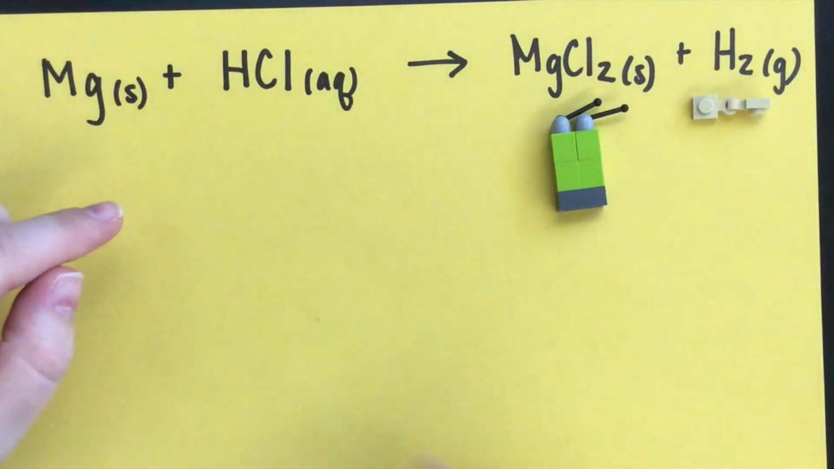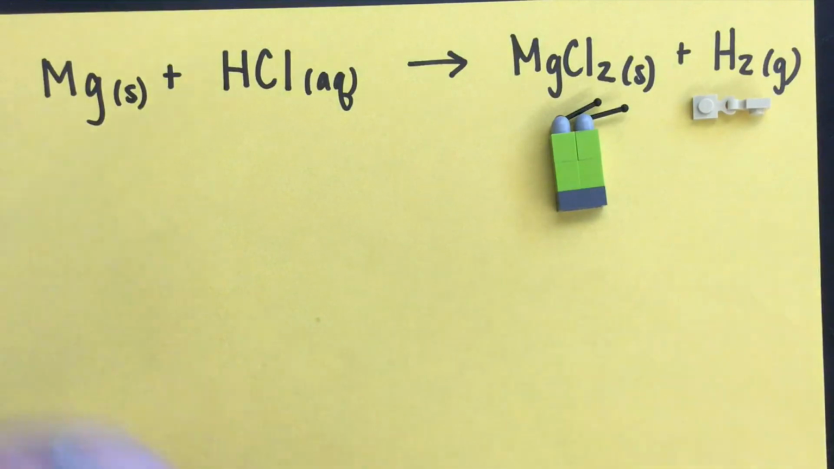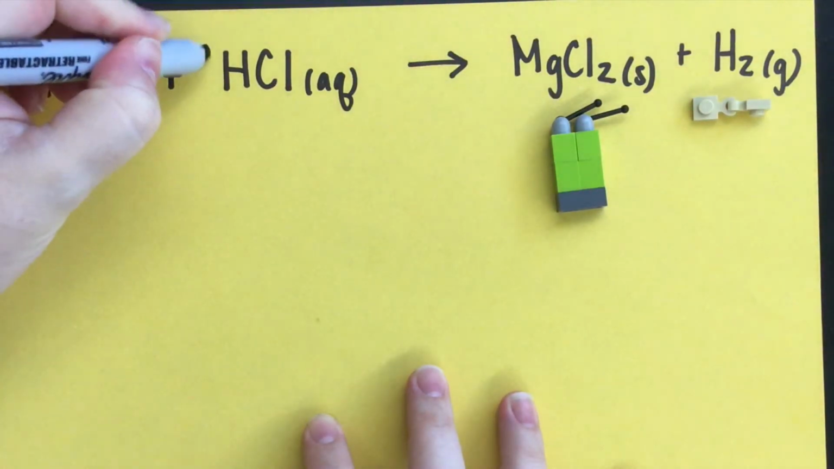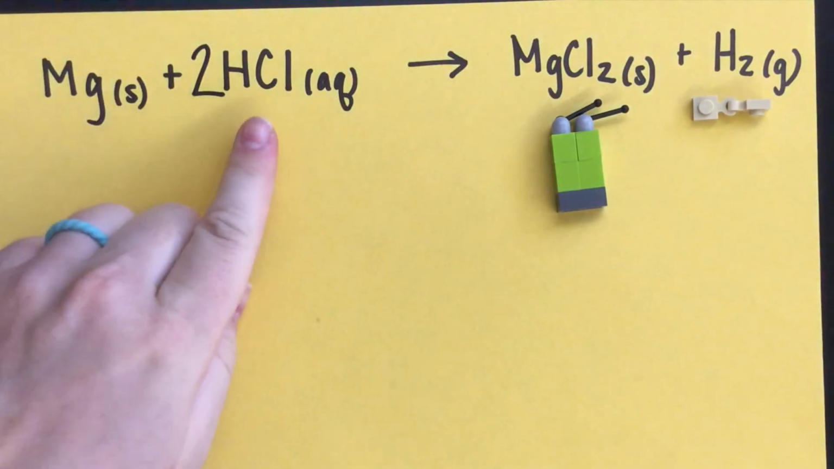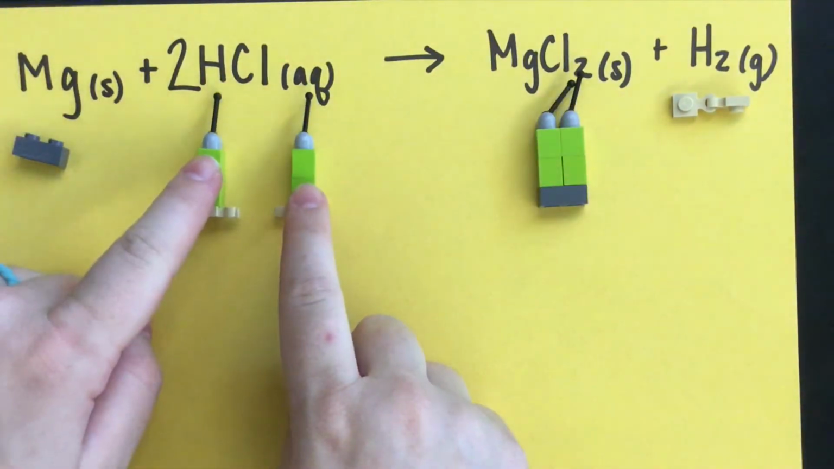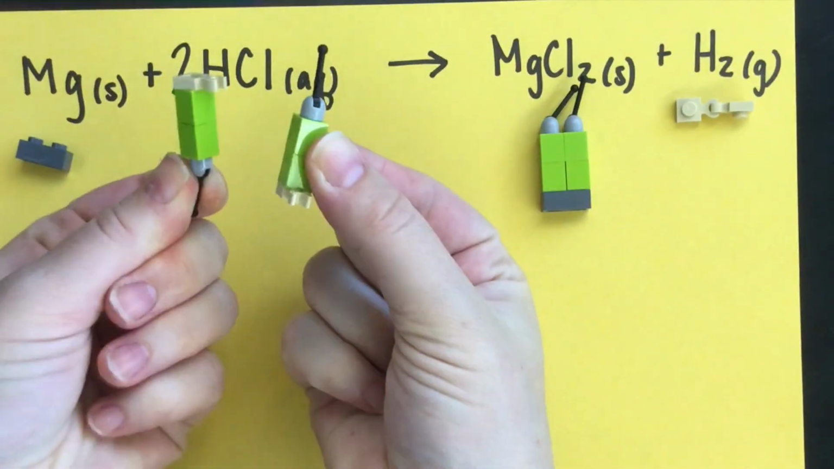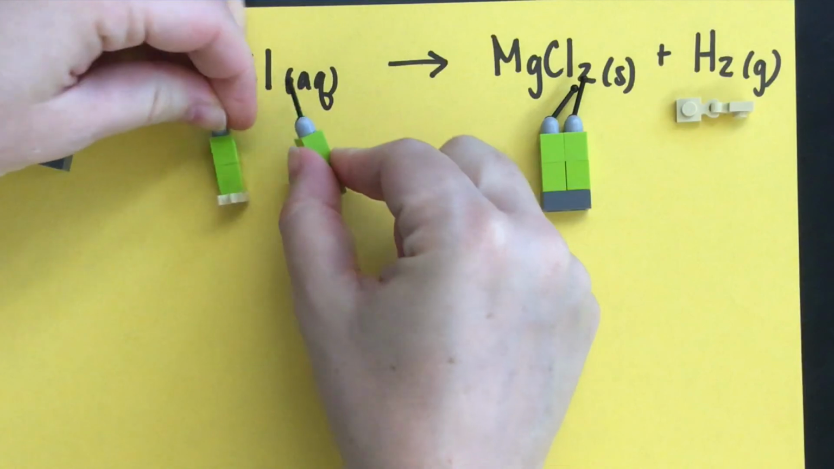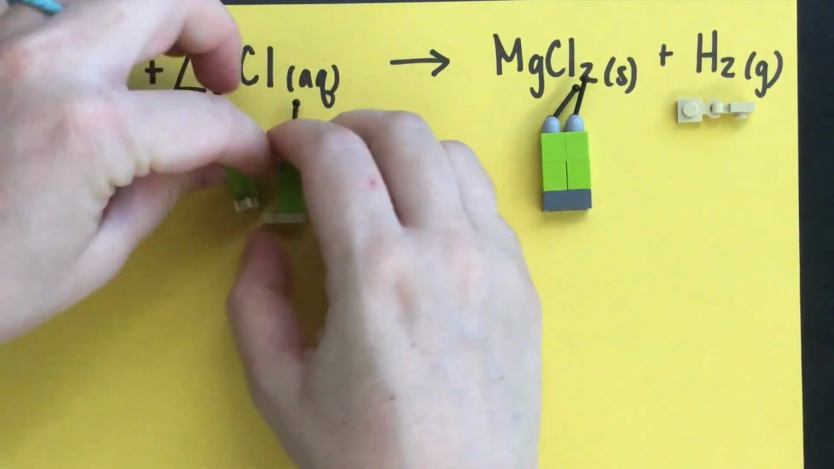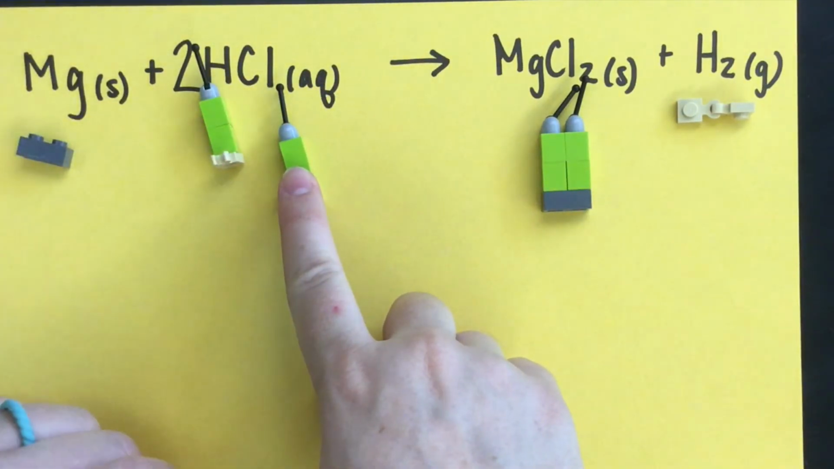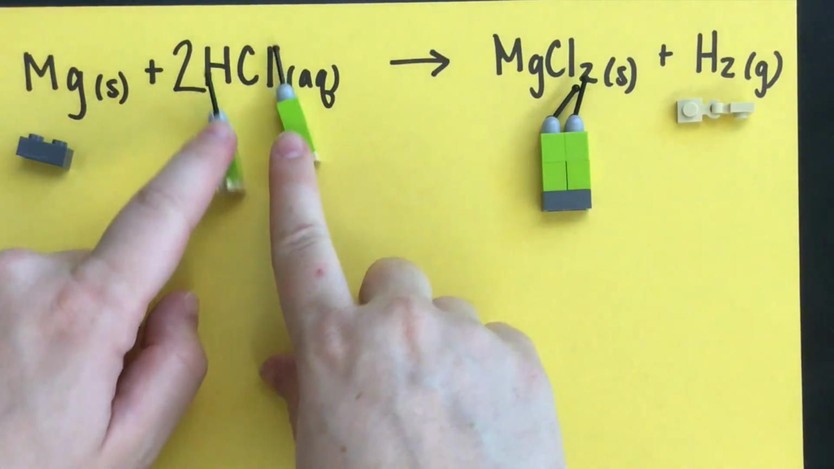And so in order to do this reaction properly, you need a 2 in front of the HCl. All that's saying is that I have 2 individual HCl molecules, just like here. It doesn't mean that they are all mushed together. It just means I have 1 HCl molecule and another HCl molecule.